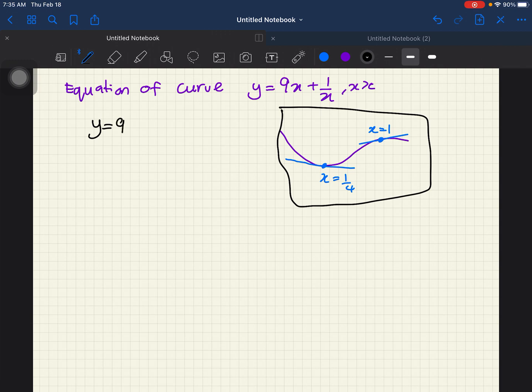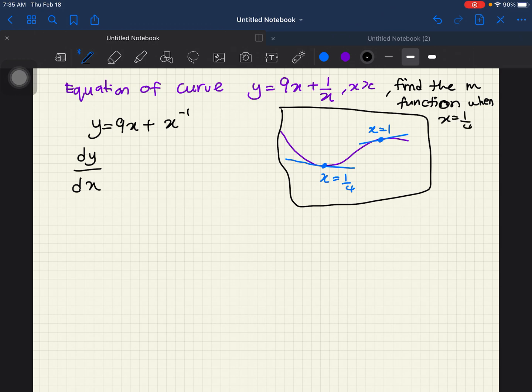Okay, so I rewrite y equals to 9x plus x power of negative 1. Kenapa negative 1? Sebab I bawa x menjadi numerator. Okay, so kita buat dia punya equation of the curve. Tadi dia minta apa? Gradient function kan? Find the gradient function. Kita boleh cakap m tu sebagai gradient. M memang gradient bukan? Gradient function when x sama dengan 1 over 4, and satu lagi x sama dengan 1. Okay. So find dulu dy dx dia.